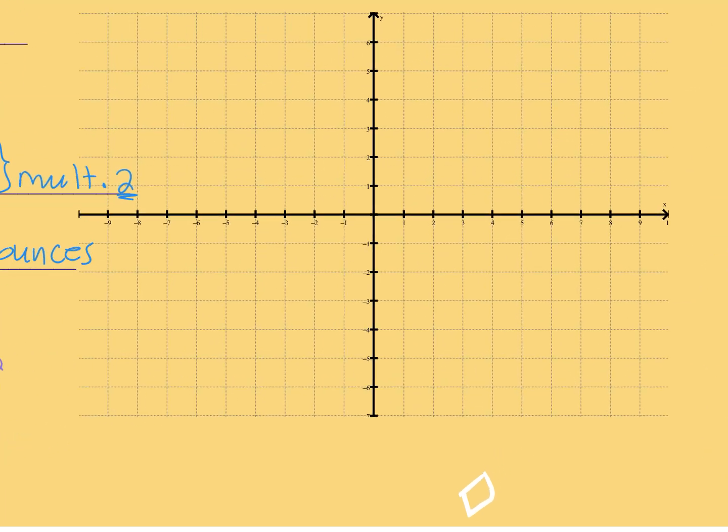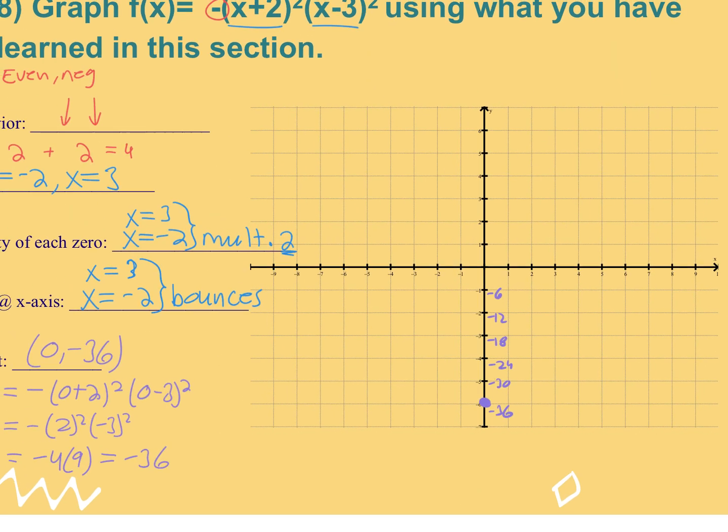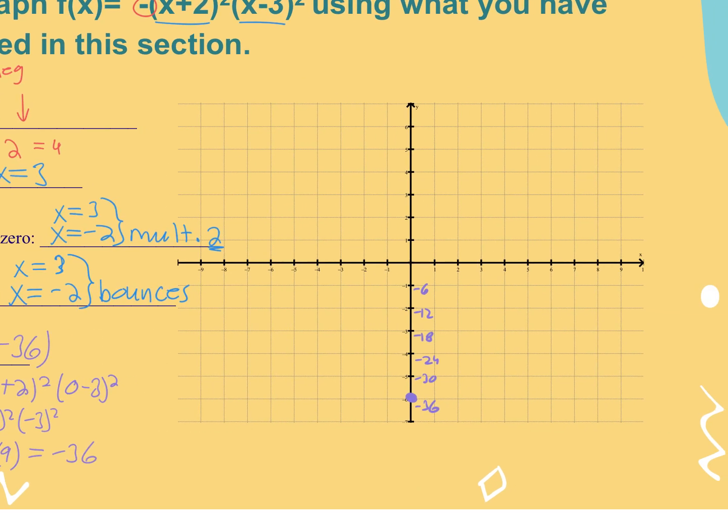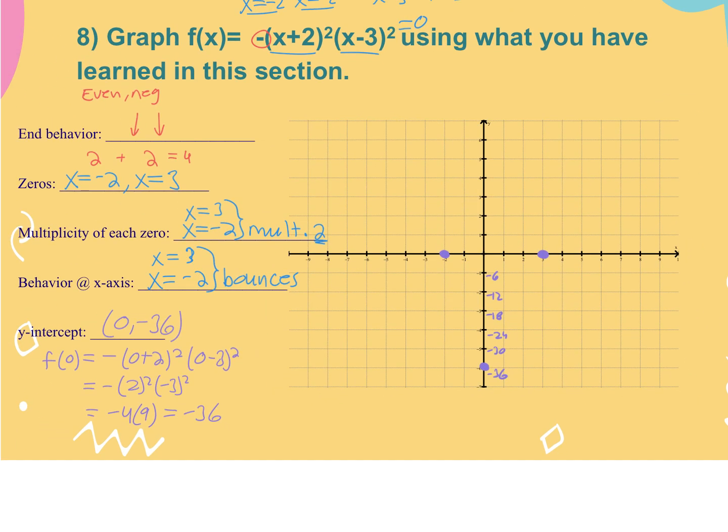All right, I'll make it go by sixes, so negative 6, negative 12, negative 18, negative 24, negative 30, and negative 36. All right, so I'll plot a point right there. And then I know that my zeros are going to be negative 2 and positive 3. And let's use the end behavior to fill in the rest of our graph, end behavior and multiplicity.